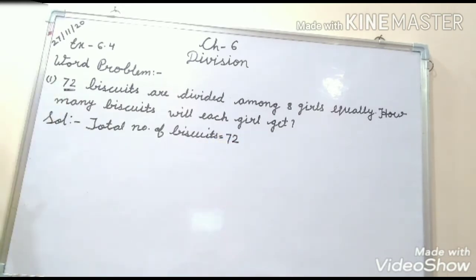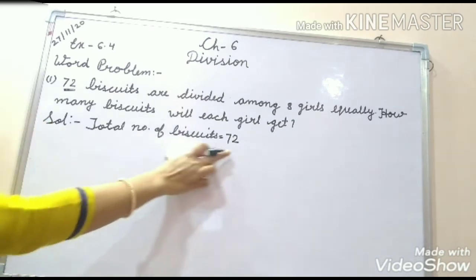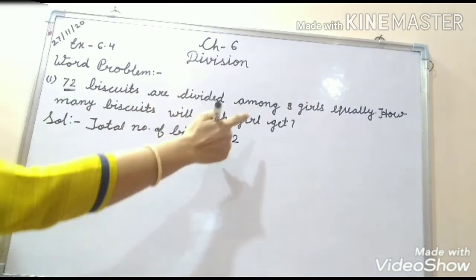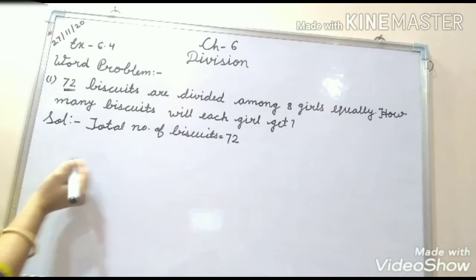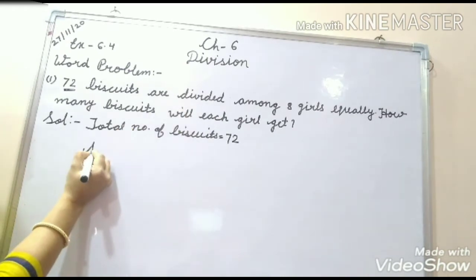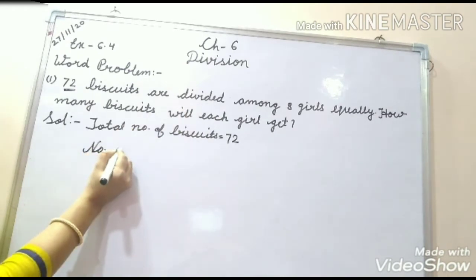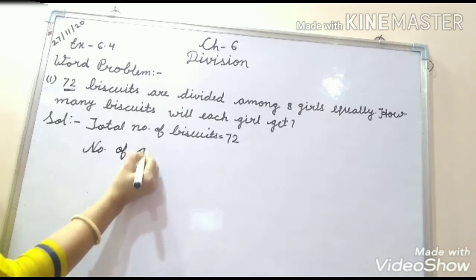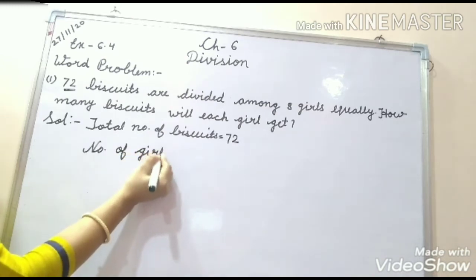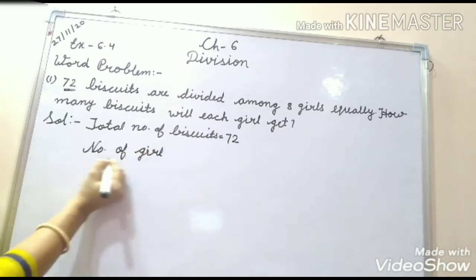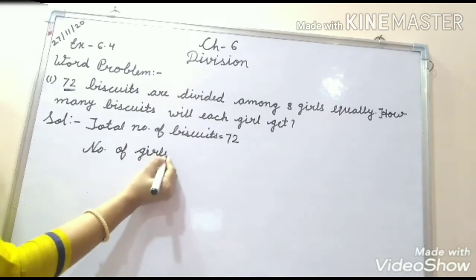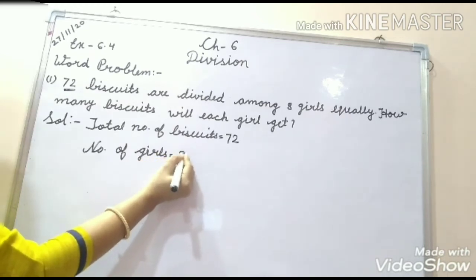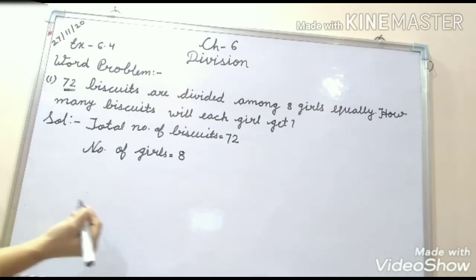Now the second statement will be we have to divide 72 biscuits among 8 girls. So the second statement will be how many girls are there? You will write here number of girls is equal to 8.